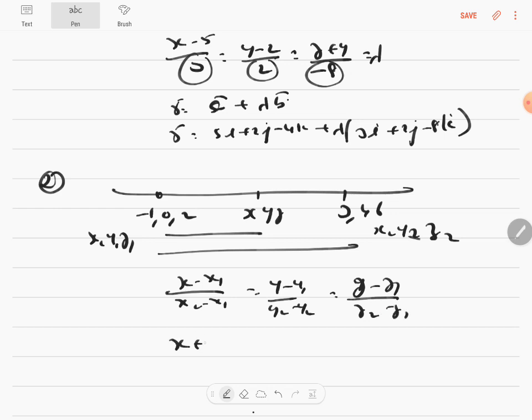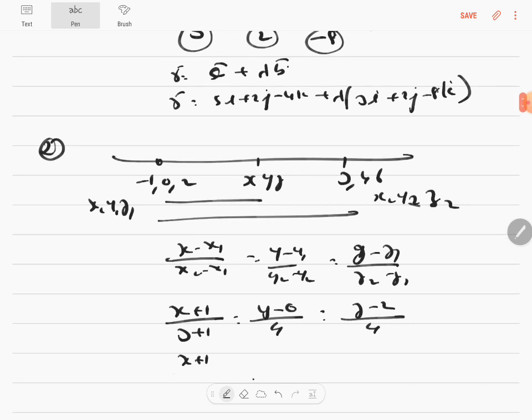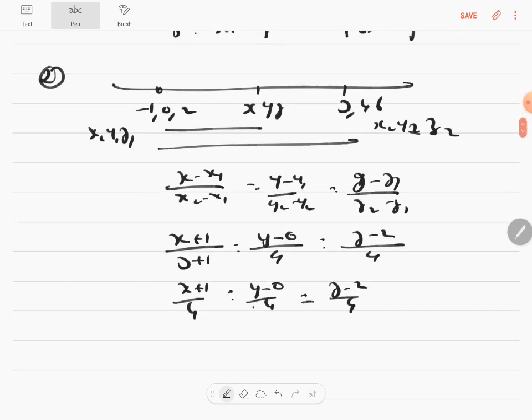So it's (x plus 1) by (3 plus 1) is equal to (y minus 0) by (4 minus 0) is equal to (z minus 2) by (6 minus 2). So (x plus 1) by 4 is equal to (y minus 0) by 4 is equal to (z minus 2) by 4. This is the Cartesian equation of the line. You can write equal to lambda, or you can just leave it like that. This is the Cartesian equation of the line.